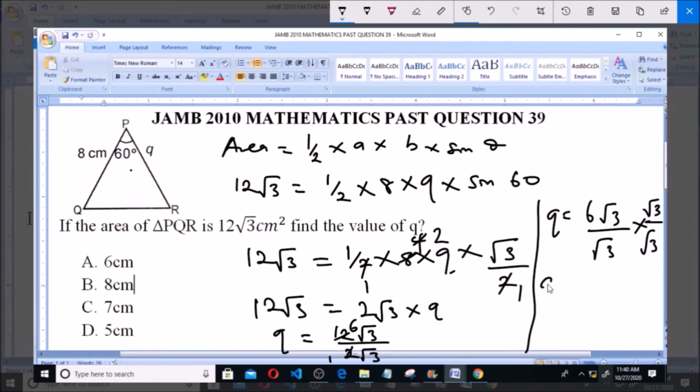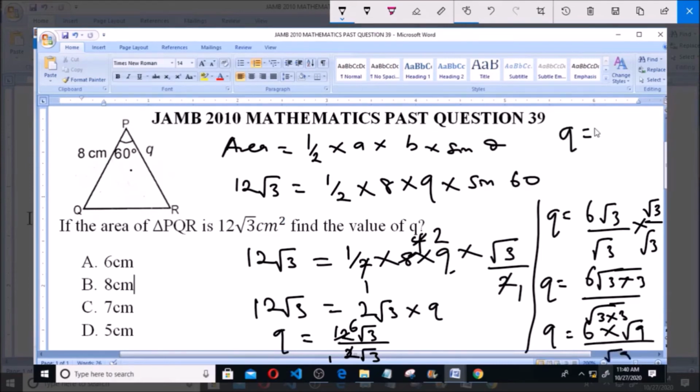So we have Q is equal to 6 root 3 multiplied by root 3 all over root 3 multiplied by root 3. So Q is equal to 6 multiplied by root 9 all over root 9. Therefore Q is equal to 6 multiplied by 3 all over 3. 3 will cancel 3. Therefore Q is equal to 6. So the answer is 6 centimeter, which is option A.